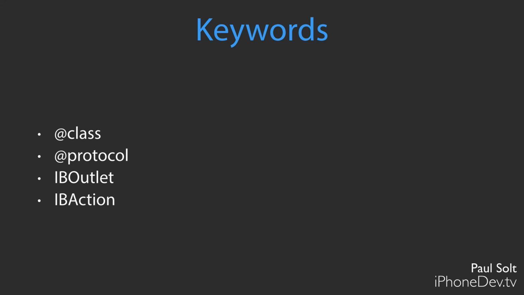Now, both IB outlet and IB action really are just void. So when the computer actually compiles our app, they don't really mean anything. They're more important for Xcode so that it can connect the interface to our code, and then it sort of just works kind of like magic.